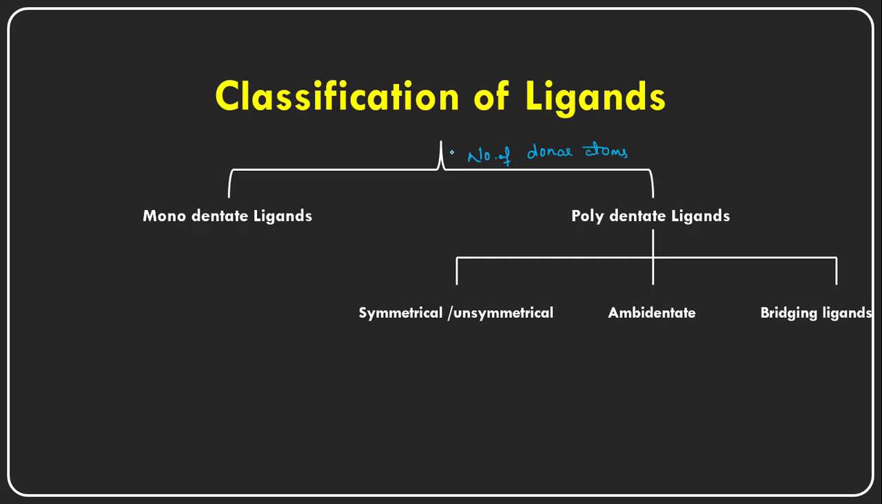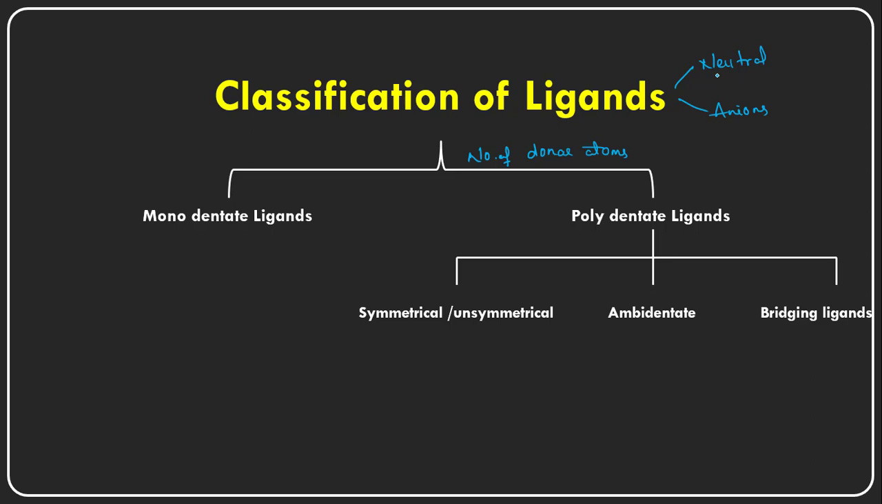So actually, what are the ligands? Any atom, ion or molecule which is capable of donating a pair of electrons to the central metal atom or ion is called a ligand. And these ligands are of two types: one is the neutral molecules, and another one is the anions.